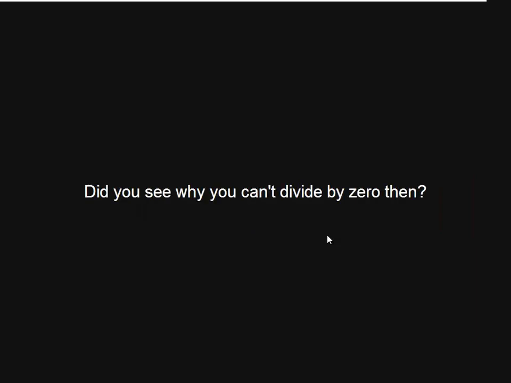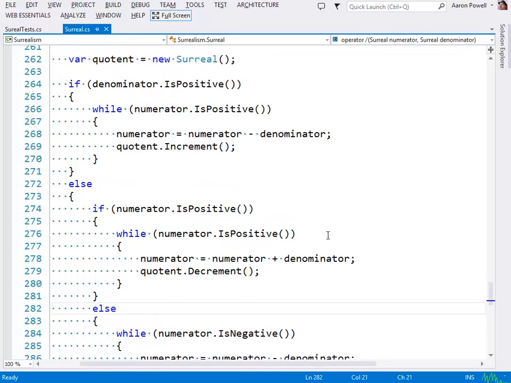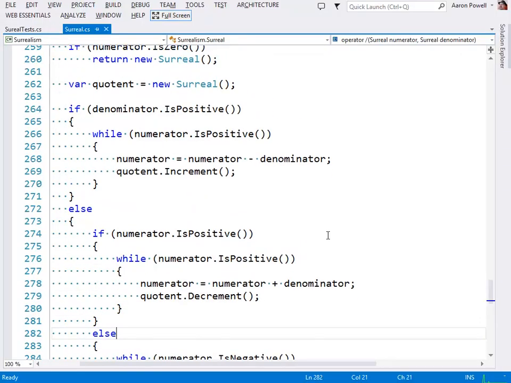But did anyone see why you wouldn't be able to divide by zero? Bring the code back up again. So why would you not be able to divide by zero? Correct. You were never able to get to zero. I'd always taken for granted why you had divide by zero exceptions, because math said that I couldn't divide by zero. But until I had to implement division myself, I didn't quite understand. I'd never taken the time to understand why a divide by zero exception happens.